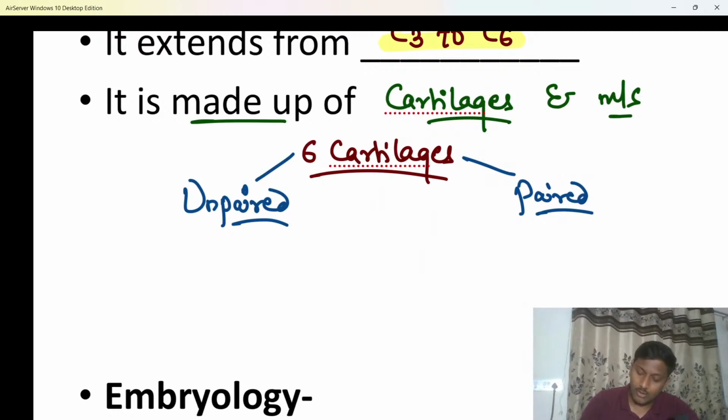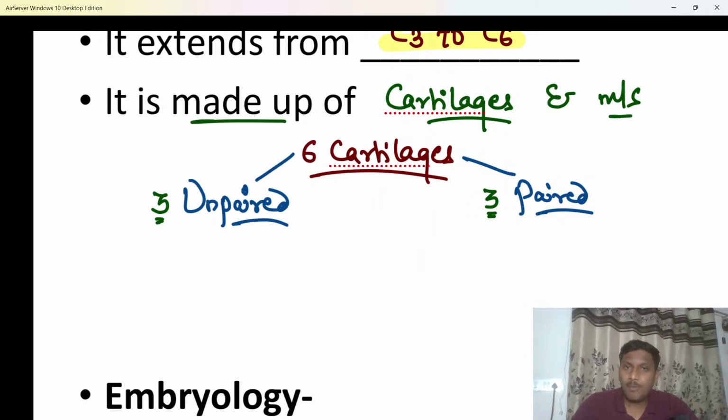Important is, if I talk about how many out of these 6 will be unpaired cartilages, इन 6 में से कितने unpaired होते हैं बेटा? So please remember, 3 of them will be unpaired cartilages, whereas the rest 3 are going to be paired cartilages.